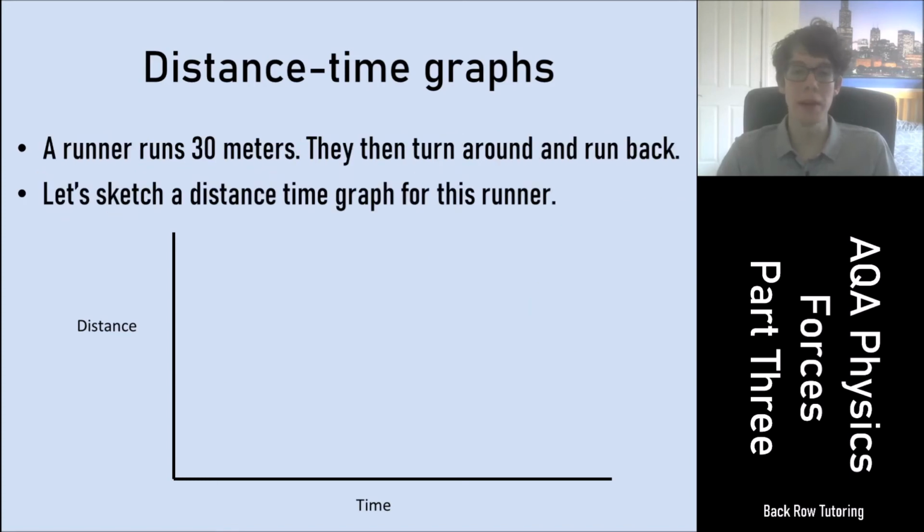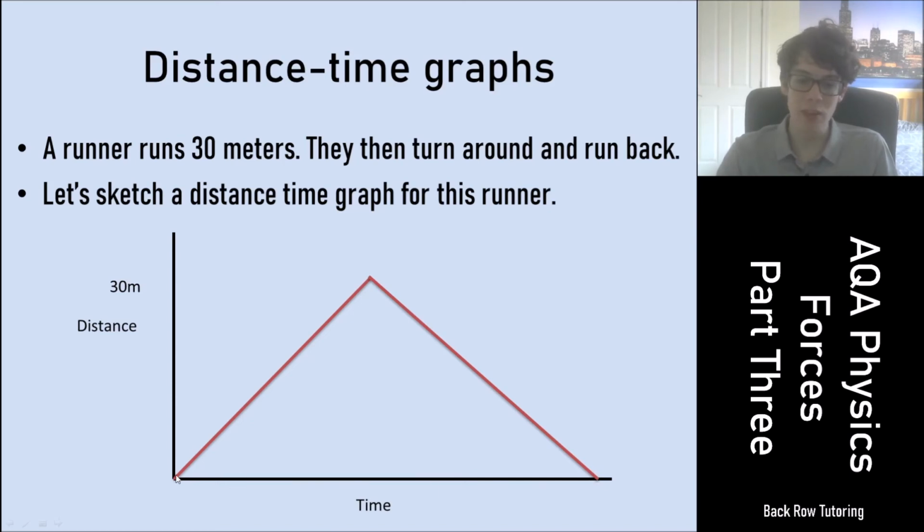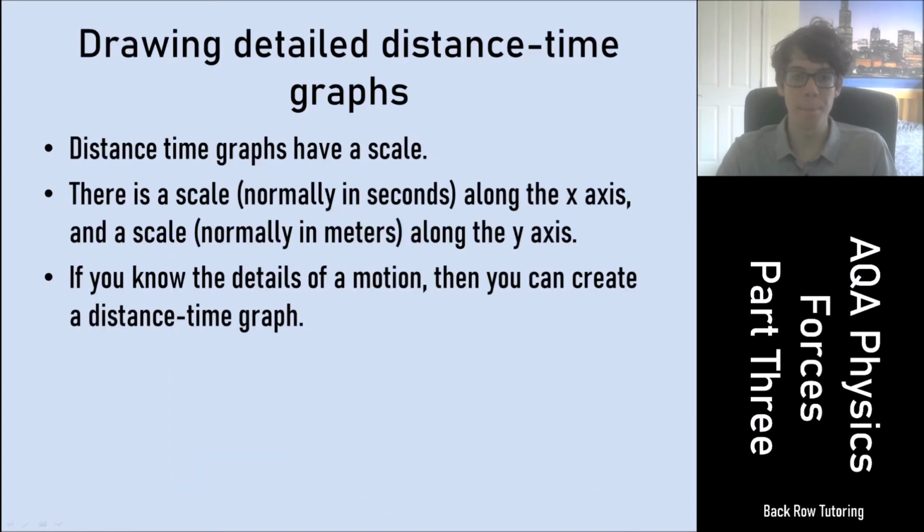A runner runs 30 metres. They then turn around and run back. Let's sketch a distance time graph for this runner. Well, this one's quite easy. Over time, the distance which the runner is away from the starting point gets bigger. And then, once the runner has run 30 metres, they come back and the distance they are from the starting point gets smaller, it reduces. And then, after a certain amount of time, they are back at zero distance. They are back to where they started.